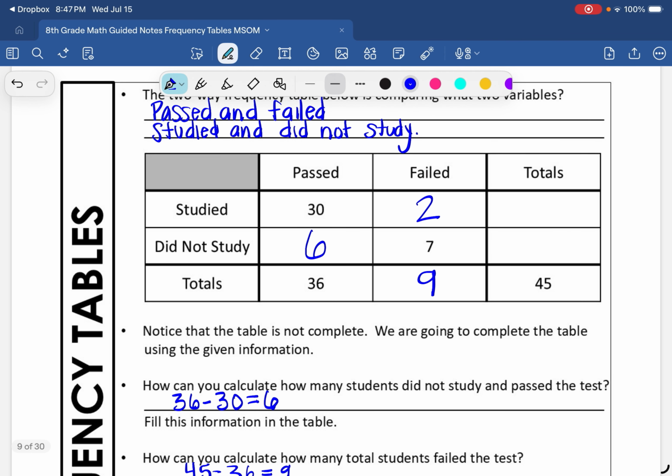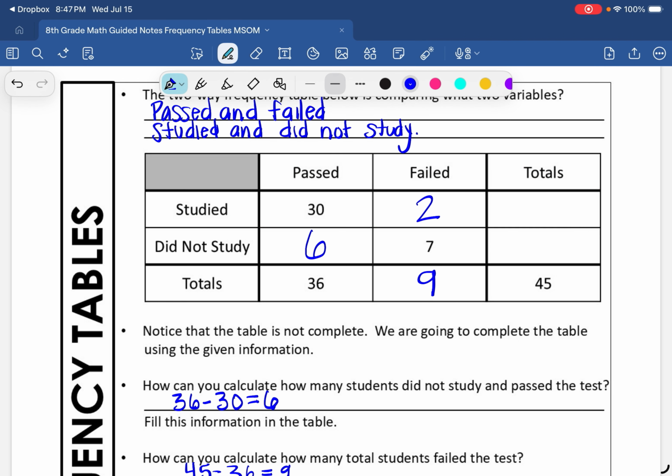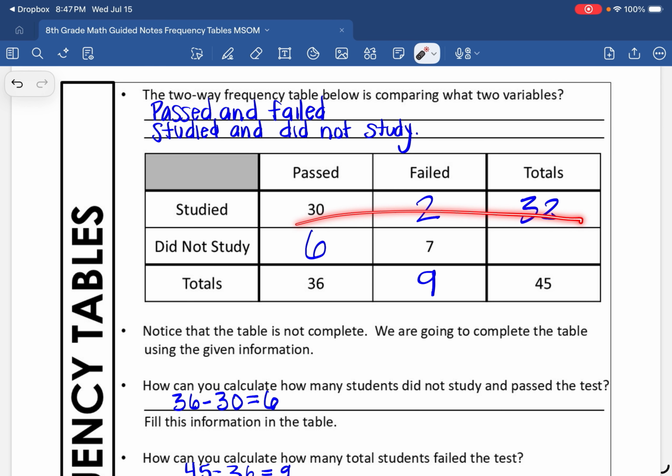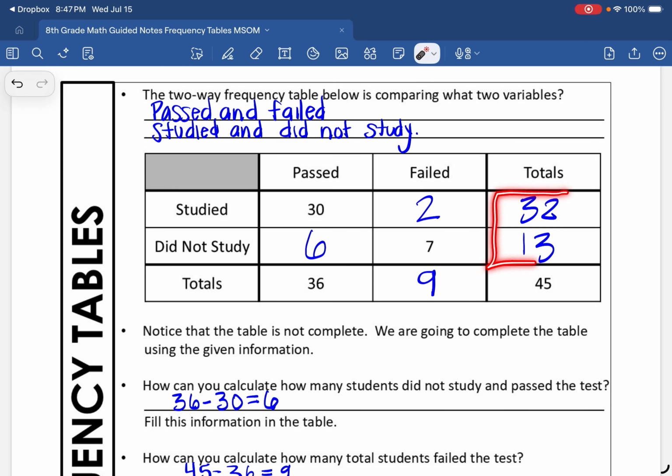So going back up here, the total that studied is 30 plus 2, which is 32. And the total that did not study is 6 plus 7, which is 13. And I can always check my work. Is 32 plus 13 45? Yes, that helps me know that my calculations are correct.